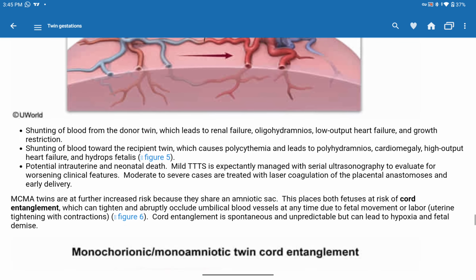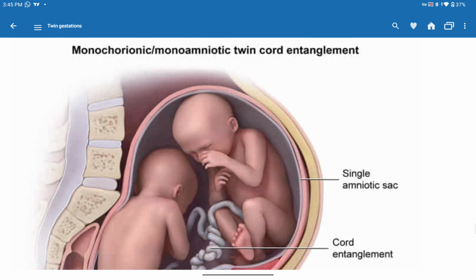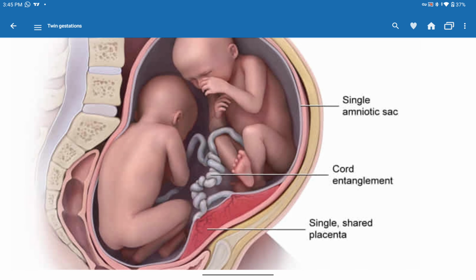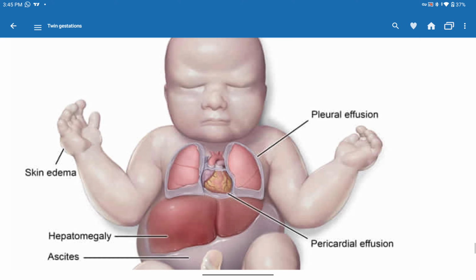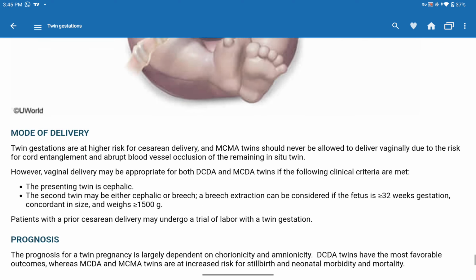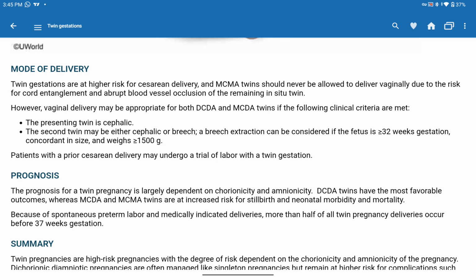Okay, arteriovenous anastomosis. Monochorionic monoamniotic twin transfusion, cord entanglement, single shared placenta. And hydrops fetalis, I've already explained that. The important point is that it will have fluid in every category: pleural effusion, skin edema, pericardial effusion, hepatomegaly, ascites. So that's quite deadly. A quick quiz: hydrops fetalis, in which infection is it seen? It is parvovirus infection, most common.